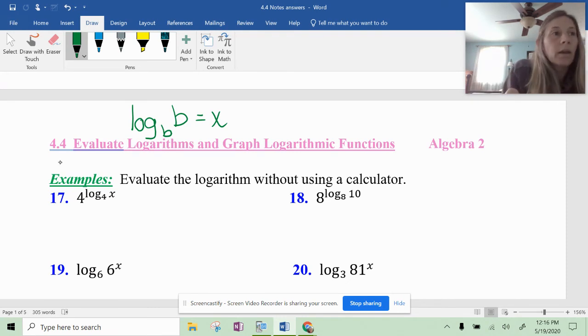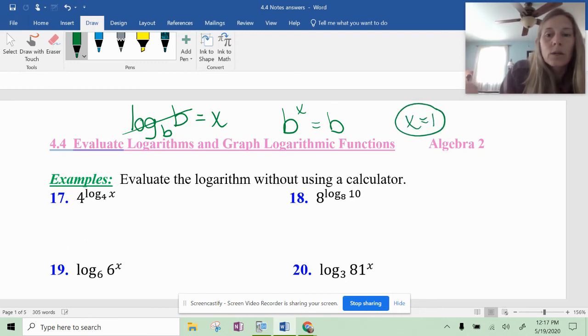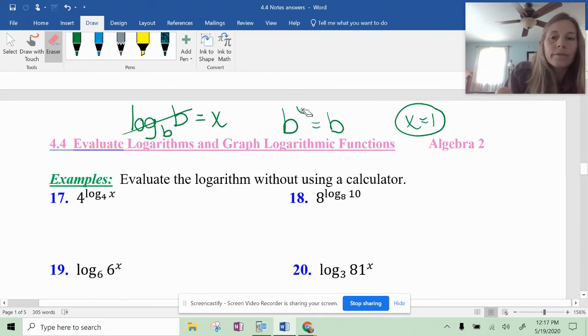That's the same thing as having b raised to the x equal b. So basically what happens here is x just equals 1, in both of those cases. So that's why whenever that happens, that can just cancel out. The same thing happens, oh, this is what I was trying to show when it got cut off.